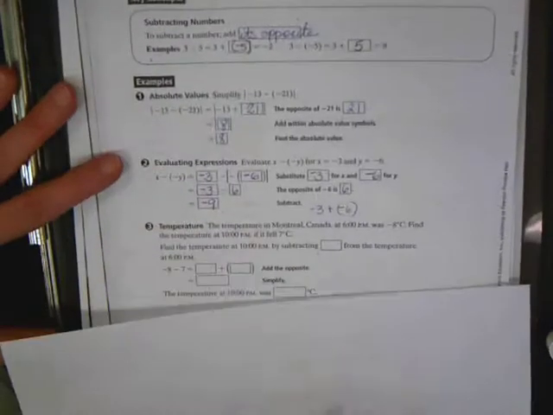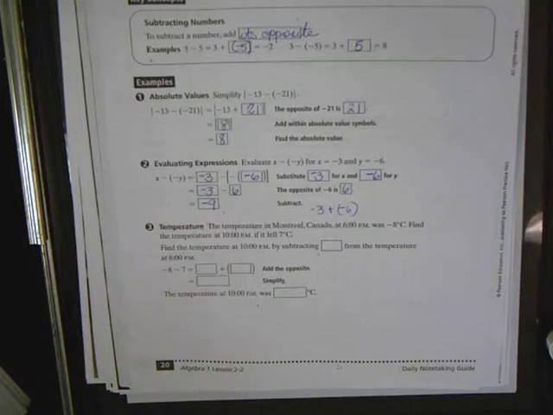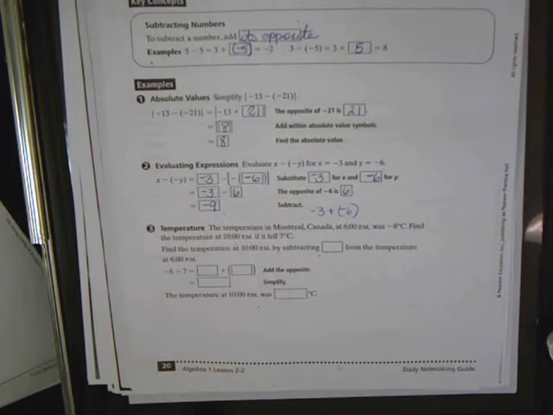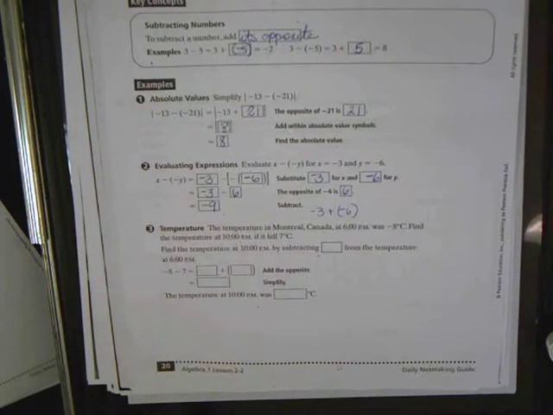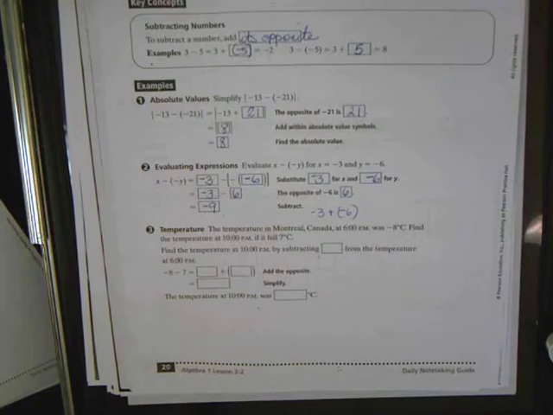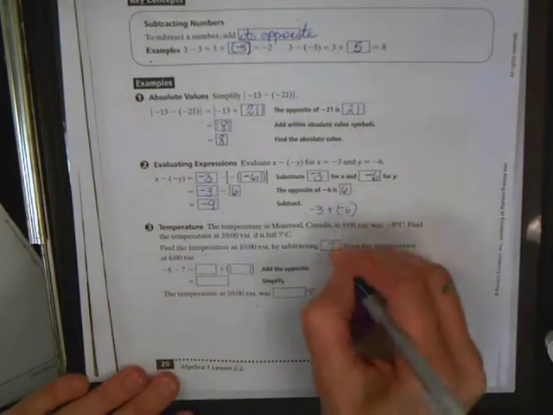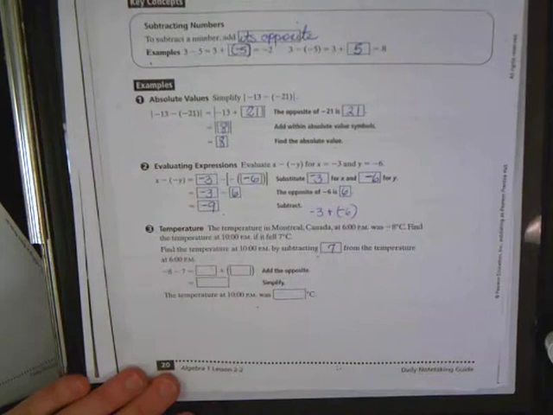Okay, here we go now to a temperature problem. The temperature in Montreal, Canada at 6 p.m. was negative 8 degrees Celsius. Find the temperature at 10 p.m. if it fell 7 degrees Celsius. So find the temperature at 10 p.m. by subtracting 7 from the temperature at 6 p.m.